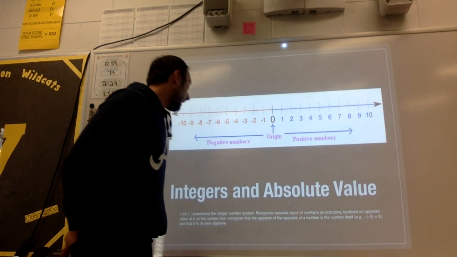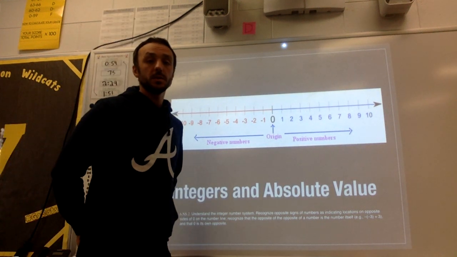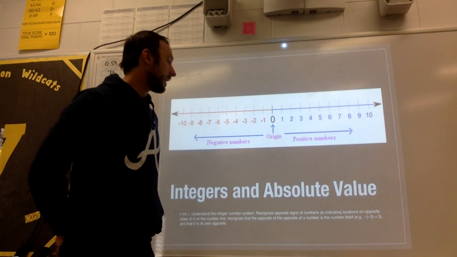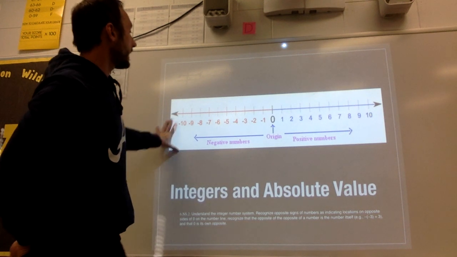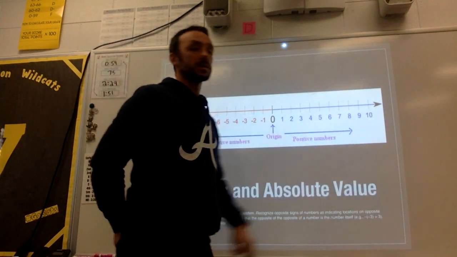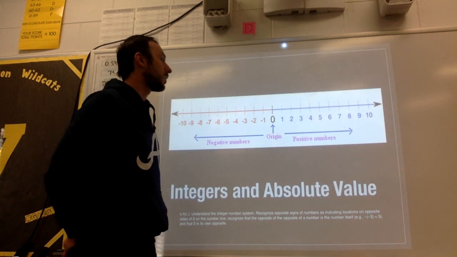For today, we are going to move on to the integer number system and absolute value. So here we have a number line, and we talk about integers. Integers are positive and negative whole numbers.